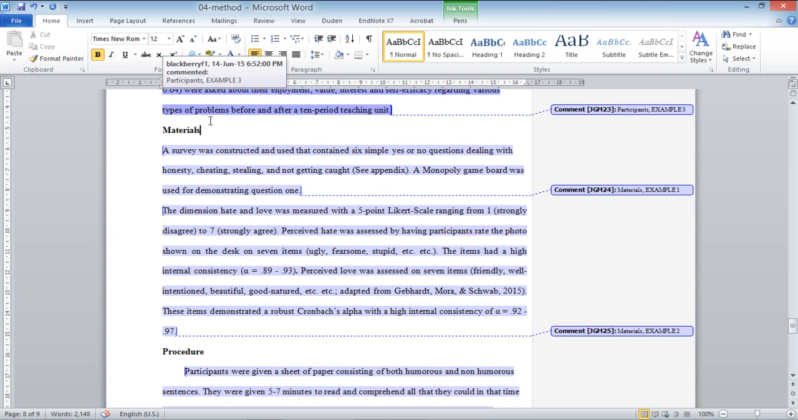Now, a quick note about the material section. Sometimes you find something called apparatus, and this is only used when you are using computers or some equipment. So, for example, if you developed a software, a game or something to test the participants, you have to say here a computer-based game was used in order to blah blah blah. And that's pretty much all about the method section.